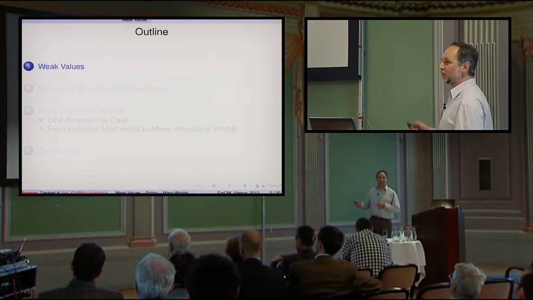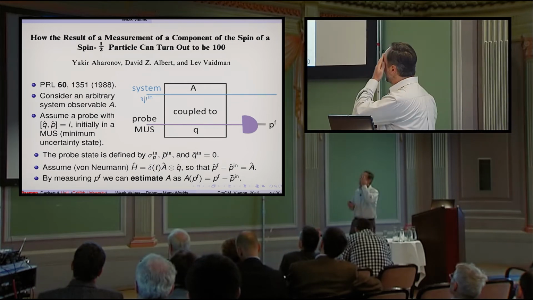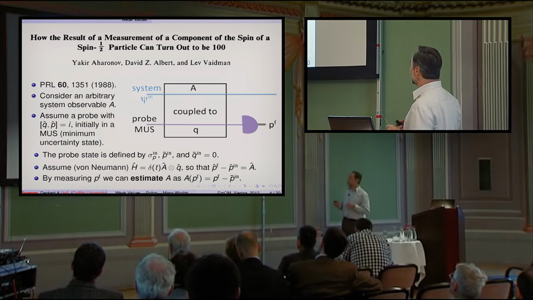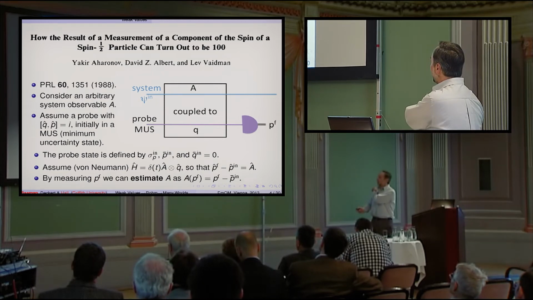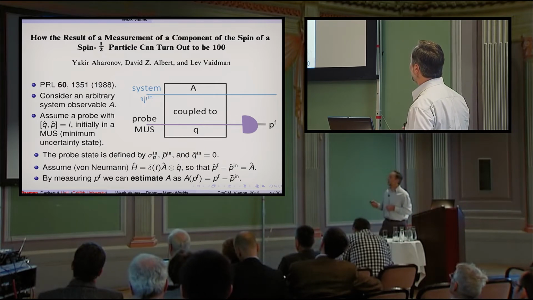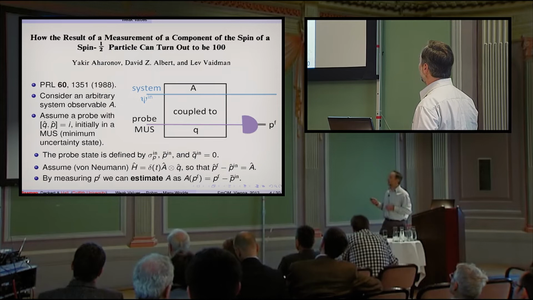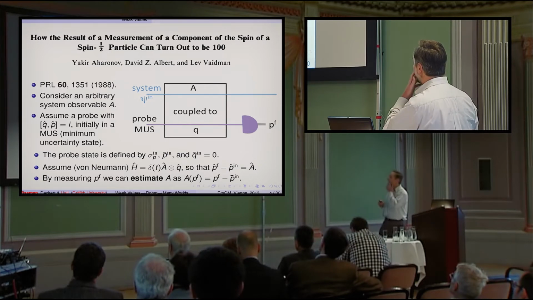Okay, so weak values have been mentioned by a couple of people, but I'm not sure there's been much of an introduction, so this is just a couple of slides explaining what weak values are. They're introduced in this paper from 1998 by Aharonov, Albert, and Wiseman. So this is my explanation of what they did.